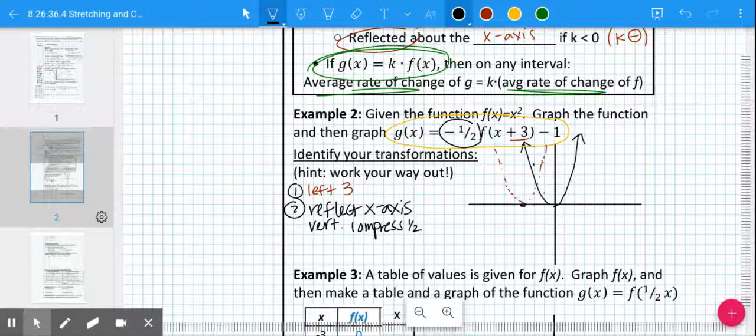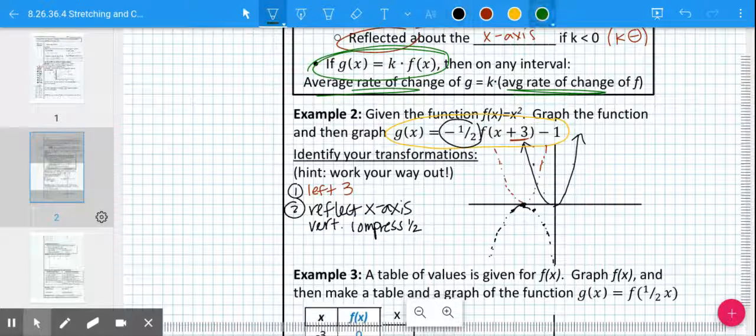So this point on the x-axis doesn't move. The point at negative 3, 1 flips over to negative 1 and then also gets shrunken down. So the output is only at negative 1/2. Same thing with these guys as well. So we are flipping it over and also compressing those y values, or multiplying them by 1/2 there.